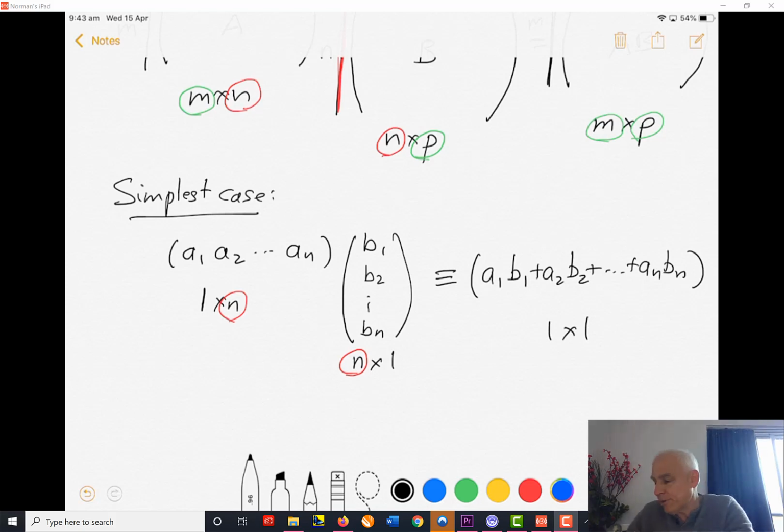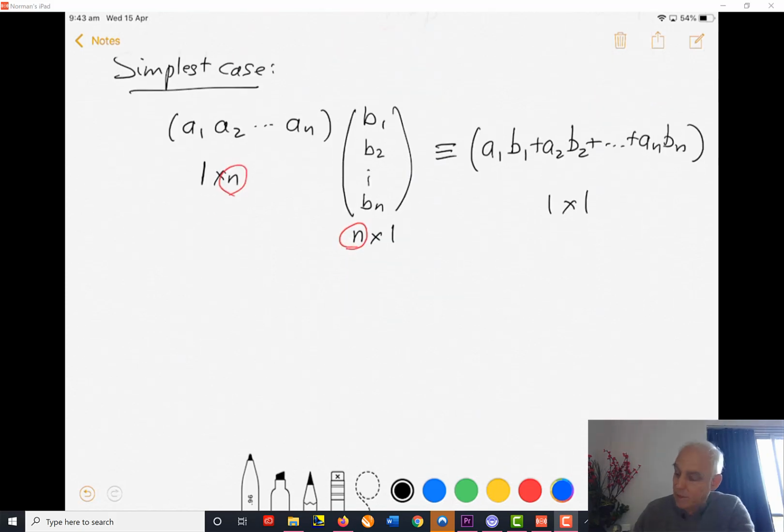Now, sometimes people don't put the 1 by 1 matrix in brackets, but officially we should, because we're agreeing that matrices are going to be put in brackets. So even a 1 by 1 matrix still deserves to be in brackets. Okay, so this is the simplest case, and once you've understood this one, the general story is kind of just repeating this as many times as you can.